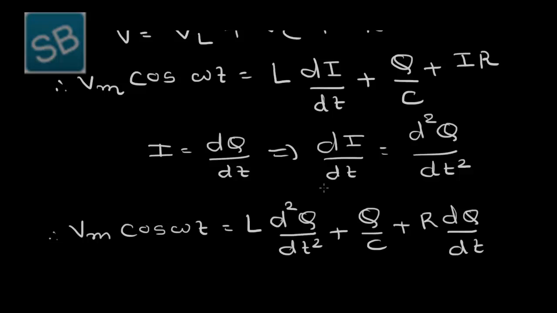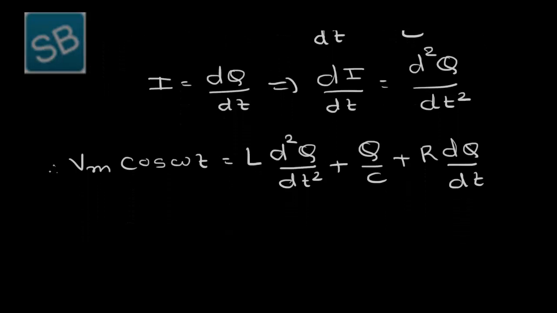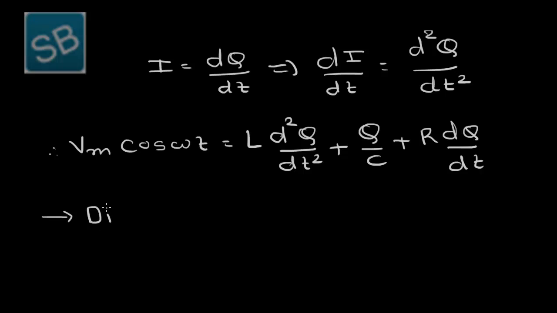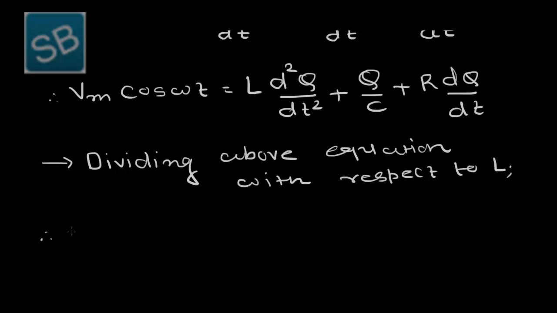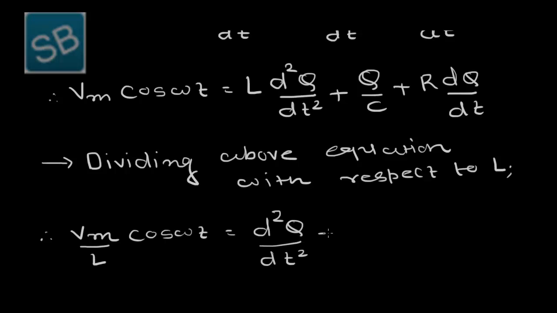Now what I am doing is dividing this result by the inductance, the value of inductor L. So I am writing here, dividing the above equation with respect to capital L, and therefore Vm by L cos omega t is equal to d square q by dt square plus R by L dq by dt plus q over LC.